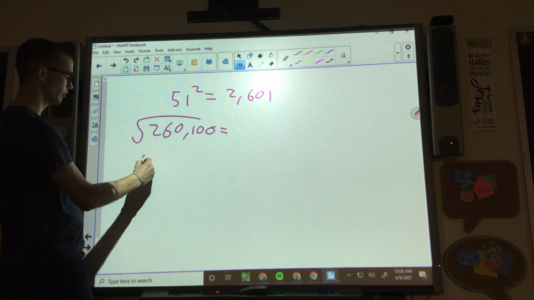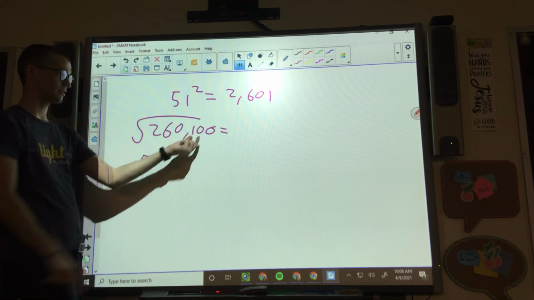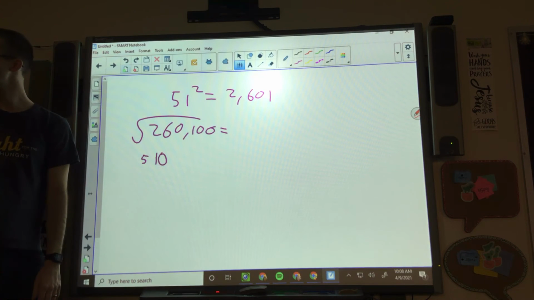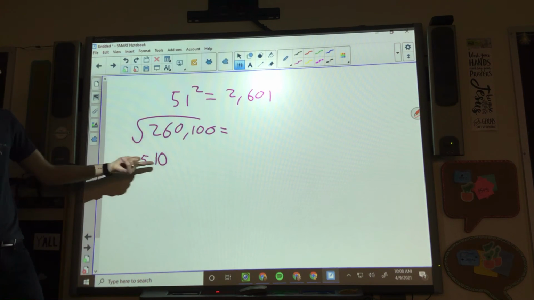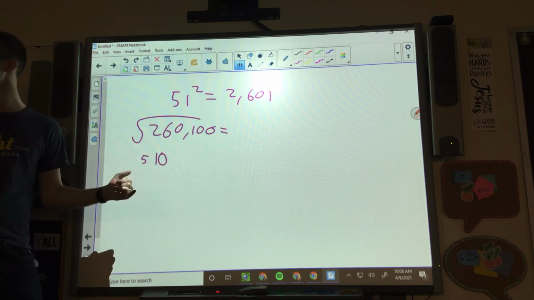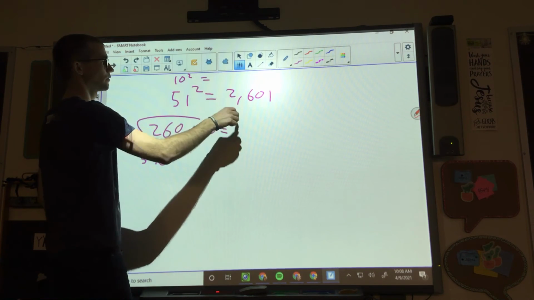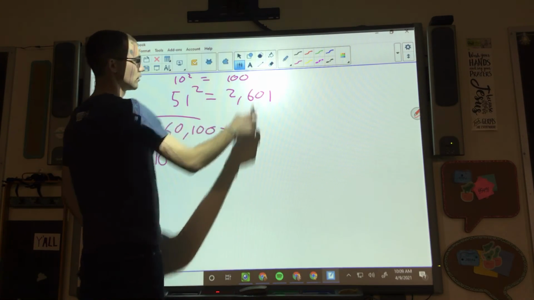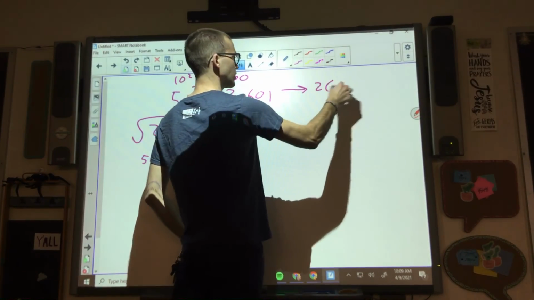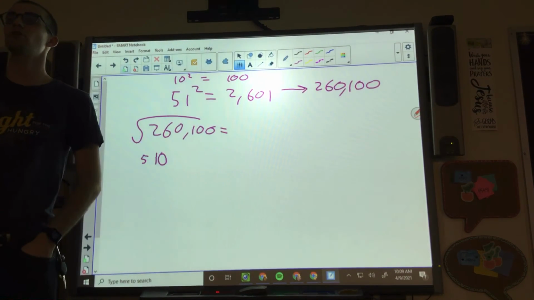So if I square 51, and then this has 2 zeros in it, so it must be 510. 51 is that, well, it's got 2 extra zeros. If I have 51 squared, 10 squared is 100. 100 times this is going to give me 260,100.